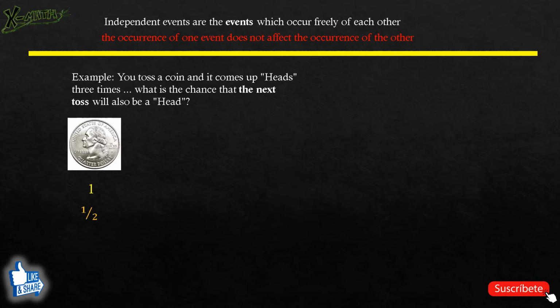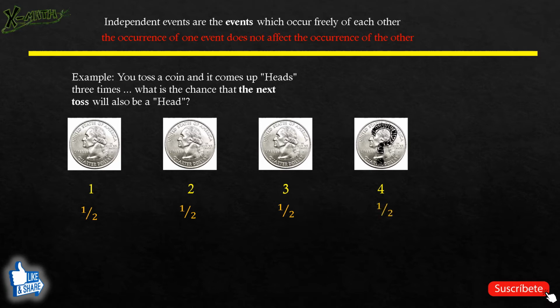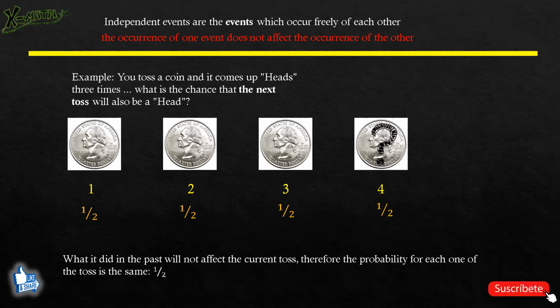Then we move on into the second toss. The possibilities are the same because we're just gonna have one option out of 2, which is head. Then we move on into the third toss. Well, the probability once again is going to be 1 out of 2. So based on this, what do you think is going to be the probability for the next one? Perfect. It's going to be exactly the same, 1 out of 2. What it did in the past will not affect the current toss. Therefore, the probability for each one of these tosses is the same, 1 out of 2. That's what we call an independent event.